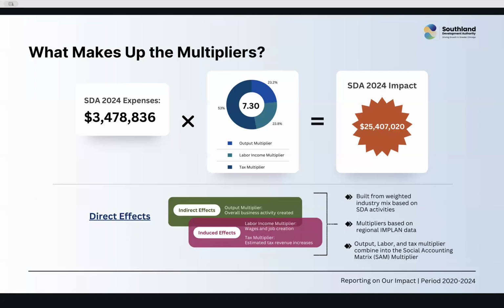For example, in 2024, SDA spent a total of around $3.47 million. Based on the weighted mix of industries we engaged with that year, the SAM multiplier was calculated to be 7.3. This means that for every $1 we spent in 2024, approximately $7.30 in total economic activity was generated. When we multiply our total expenses by the SAM multiplier, we get an estimated economic impact of $25.4 million for the year of 2024.